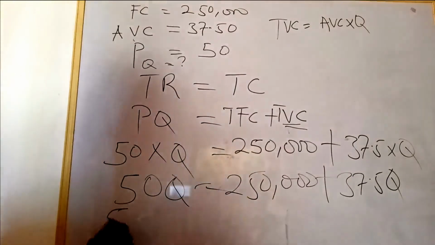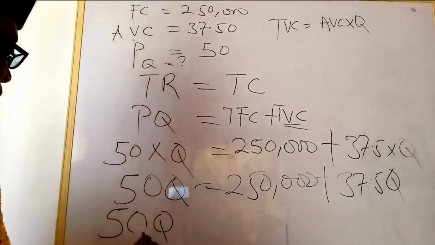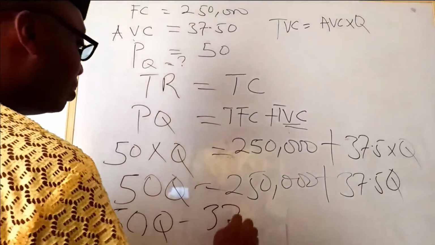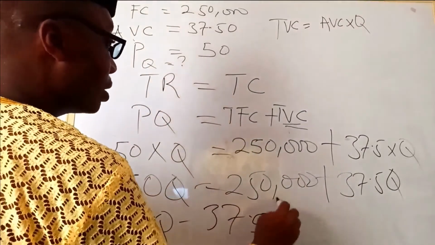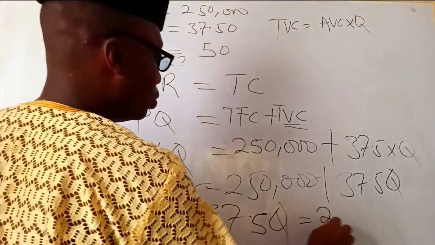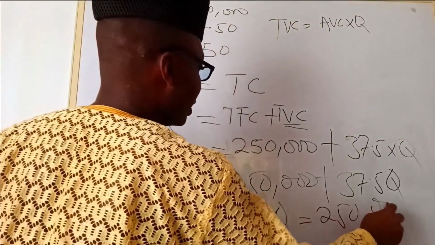Here we have 50Q. When you take this away, it becomes 37.5Q equals 250,000.